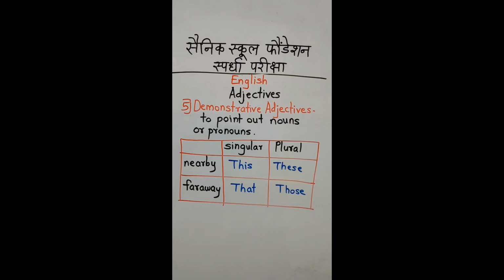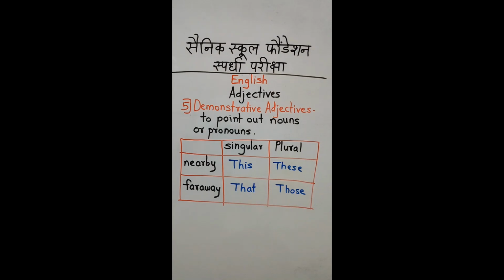Whenever we are talking about nouns or pronouns which are nearby to us, and if it is in singular form, then we will use the adjective this to point out that noun or pronoun. And if it is in plural form, then we will use the adjective these to point out that noun or pronoun. And if the objects are kept far away from us, then in singular form we will use that to point out that noun or pronoun, and in plural form we will use the adjective those to point out that noun or pronoun in a sentence.